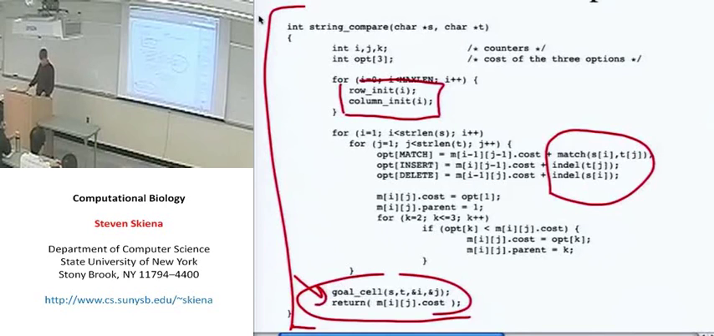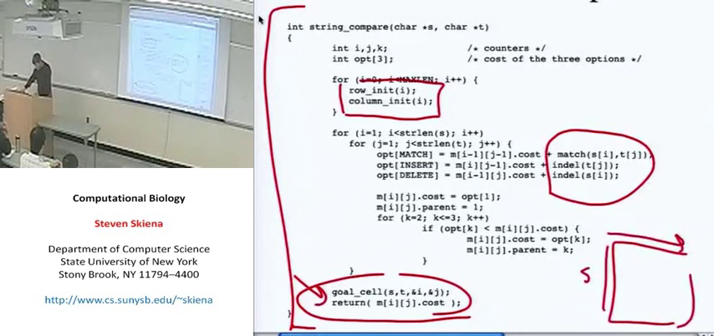So goal cell is another routine I wrote. In the case of editing S to T, ultimately the answer we care about is what is the cost of editing all of S into all of T. I'll go through what these functions are, but this is how I'm parameterizing my thing, so that the same general dynamic program will solve many, many problems. Questions about that?